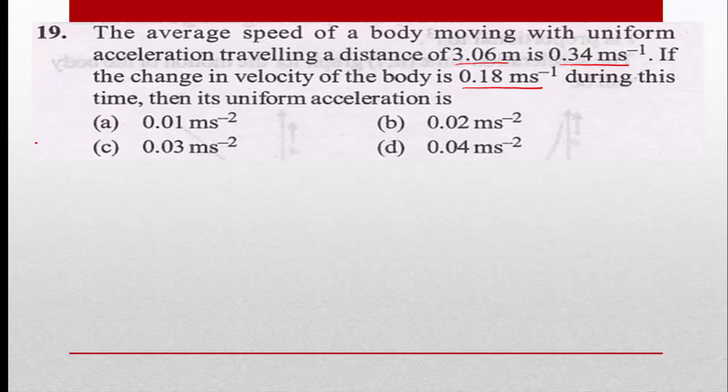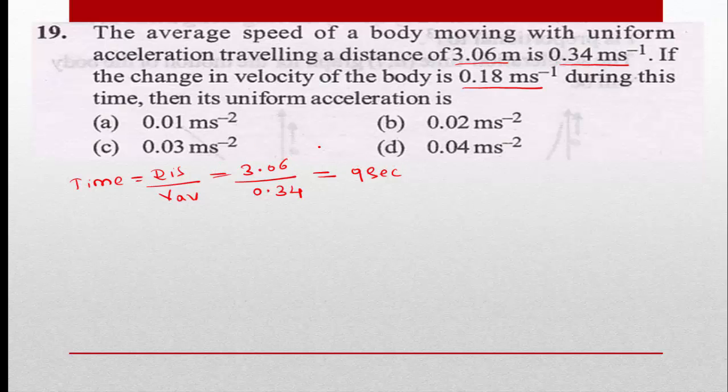The average speed of the body moving with uniform acceleration traveling a distance of, we know the formula, time is equal to distance divided by average velocity. Here the distance is 3.06 meter divided by average velocity 0.34 meter per second. 3.06 divided by 0.34, we get the answer 9 seconds. Time t is equal to 9 seconds.